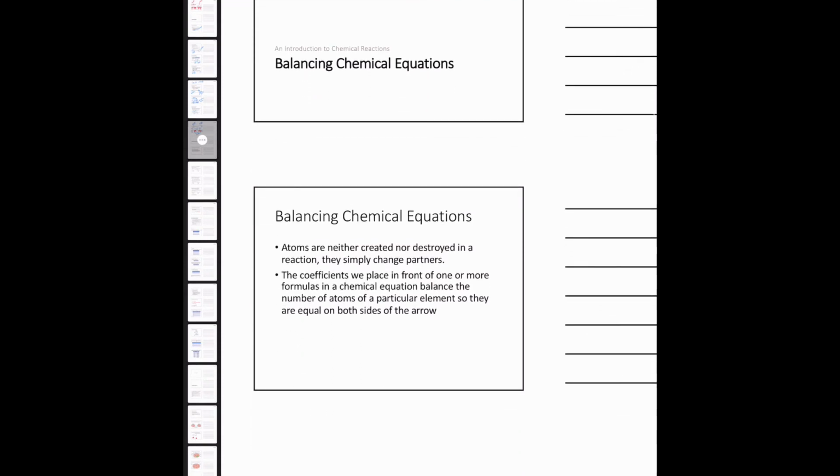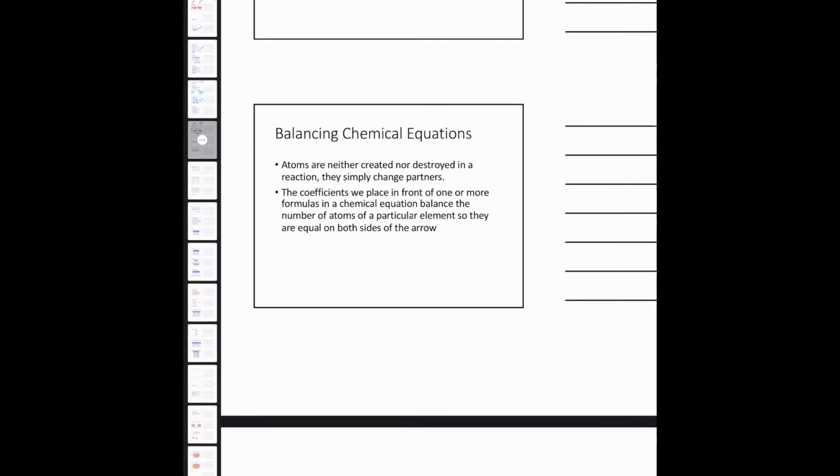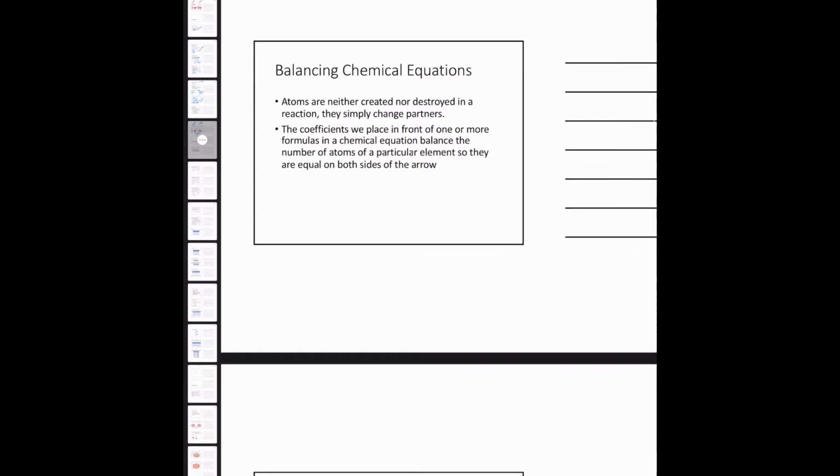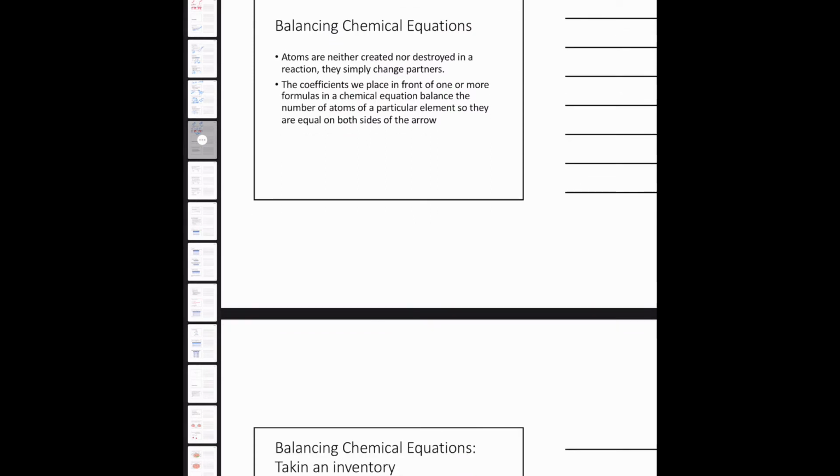So now that we talked about the chemical equations and all the elements of the chemical equation as far as reactants, products, and special conditions, let's now try to put that in practice and work on balancing chemical equations. Now, the reason why we balance the chemical equation is because we need to make sure the number of atoms on both sides of the equation are equal.